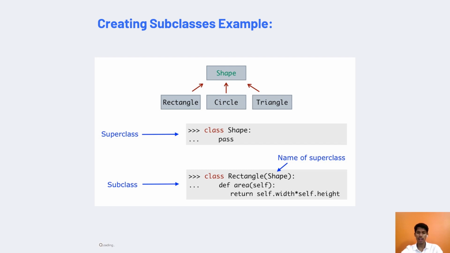And in this, we have taken the area, like class rectangle, which is a subclass. Define area, self, return self dot width into self dot height. So with this, we get the area of the rectangle. So like this, we can define many subclasses under each class.